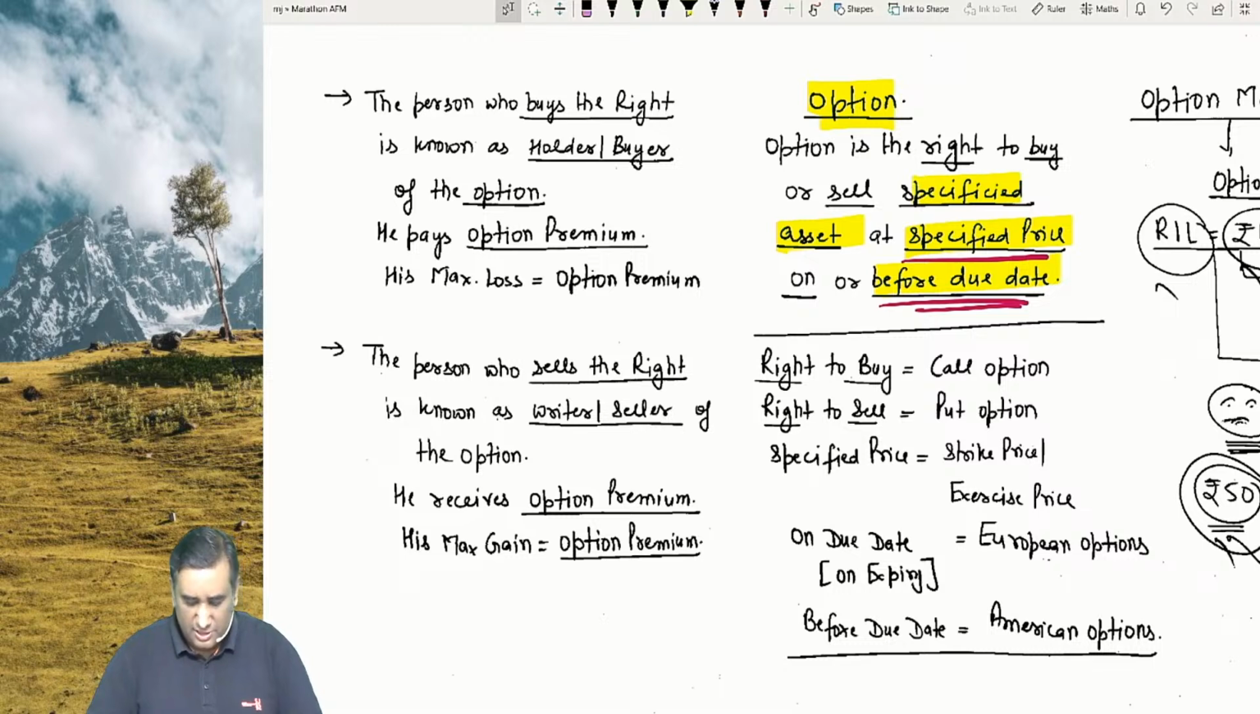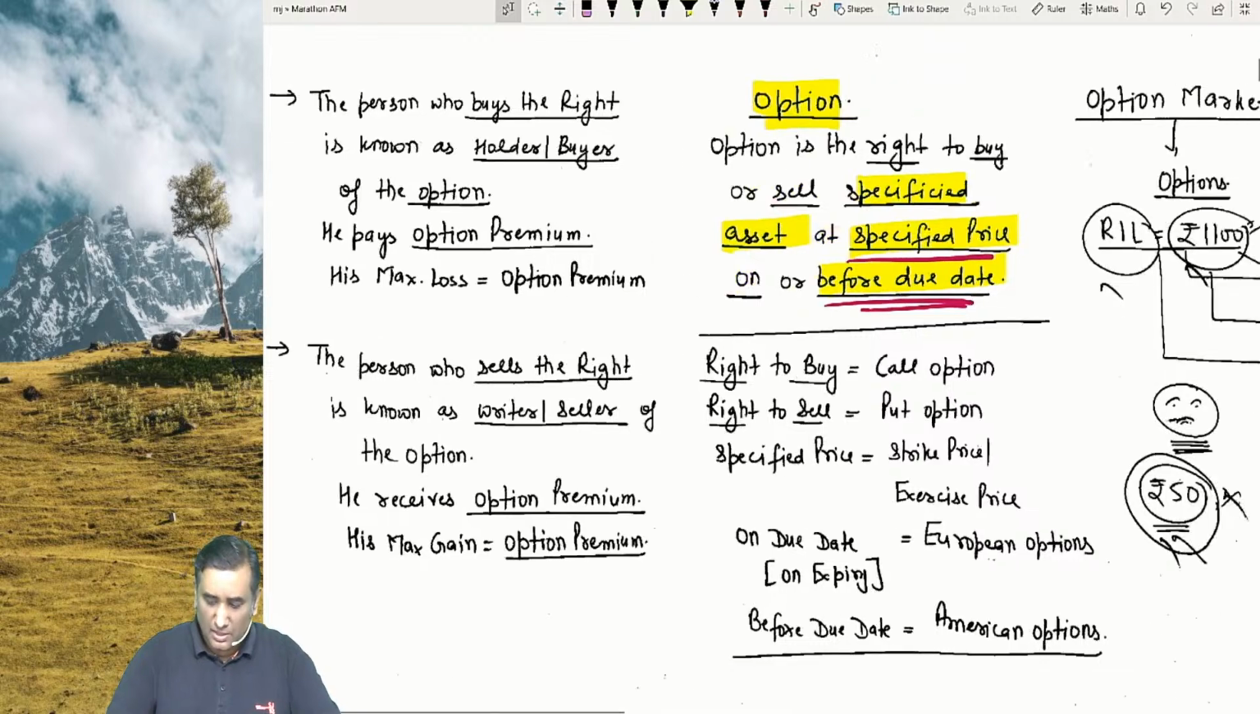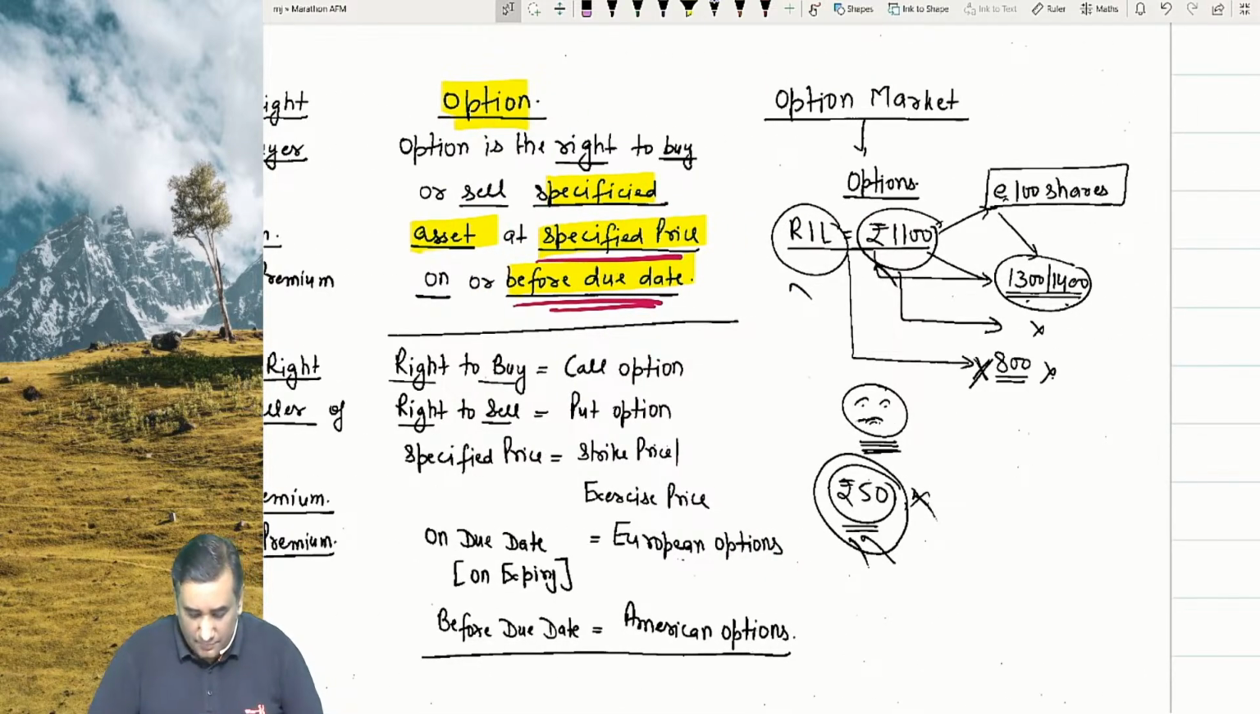Option is the right to buy or sell a specified asset at a specified price on or before the due date. In India, we have options on the due date, that's the last Thursday of the month, which happens before the due date. American option questions in your exam come on the American options. Now, for example, I'll just take some rough data.